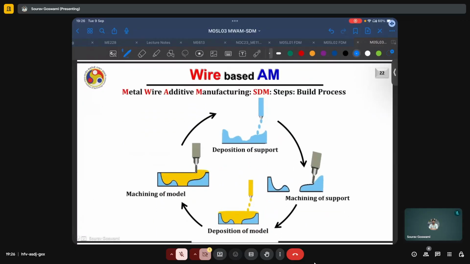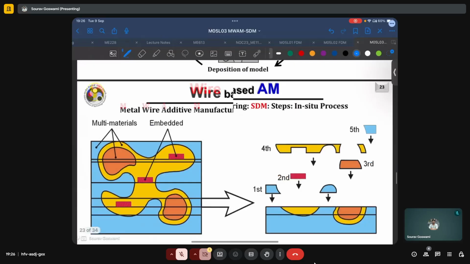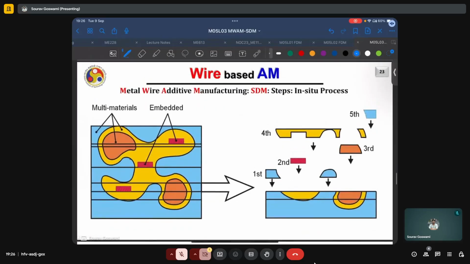The SDM process consists of several cycles of, say, either deposition of support and then machining of support, or deposition of model and then machining of the model. And any of this can be the first step. Another advantage of the SDM process is the ability to print multi-materials, as we see here, or the ability to embed some sensors or some micro devices and thus enhance or add multifunctionality to the printed part.